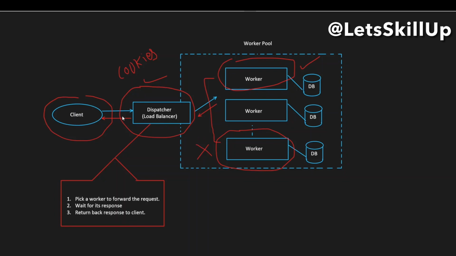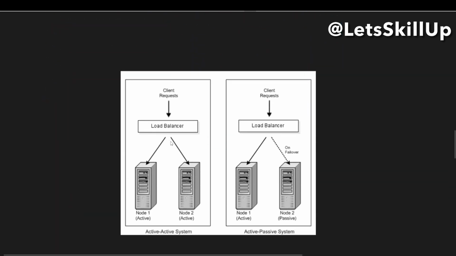Now, in this design, your load balancer itself can be a single point of failure. To protect against failures, it's common to set up multiple load balancers either in the active passive system or in the active active system. In active active mode, both the load balancers are active and they work to handle requests. In active passive mode, one load balancer is active and the other is on standby, and it can take over in case the active one fails. Load balancers can be implemented with hardware which is expensive or with software such as HAProxy.